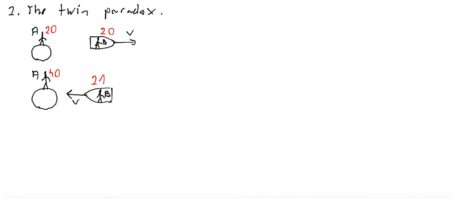So when Bob meets Alice after 20 years measured by Alice, he is 21 years old, and his twin Alice is 40 years old. So let's look. We have two twins, and one is 40 and the second is 21. But this is not the paradox. The paradox is in a different place of this story.